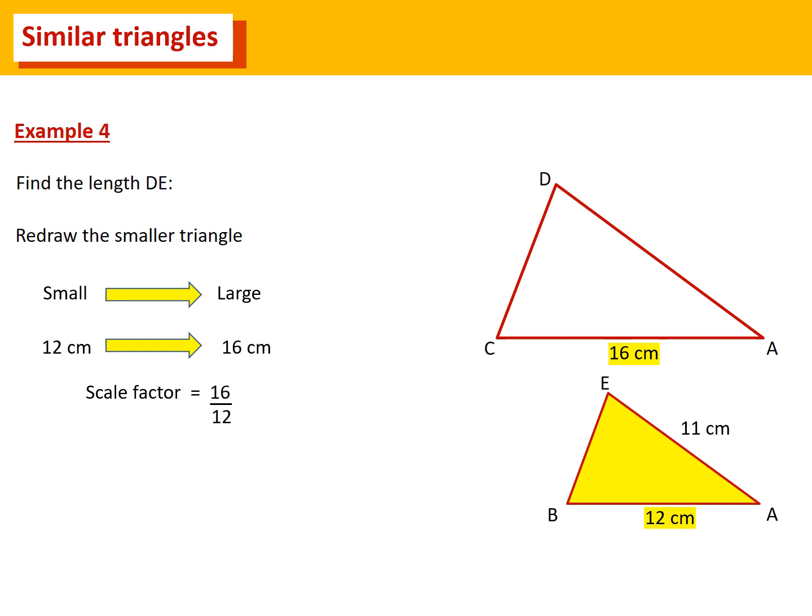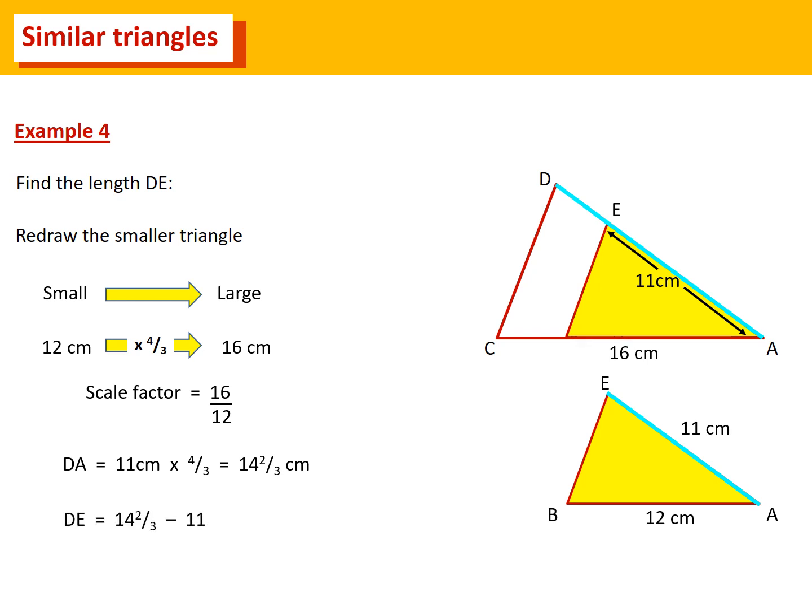That's a scale factor of 16 divided by 12, and that's 4/3. So now I'm going to use the 11 centimeters on the small triangle in order to find DA. So 11 centimeters times 4/3 gives me 14 2/3 centimeters for my length DA. Now remember, it was DE, the length that I wanted, so when I place back the small triangle, we can see that DA subtract 11 centimeters will give us DE, 3 2/3 centimeters.